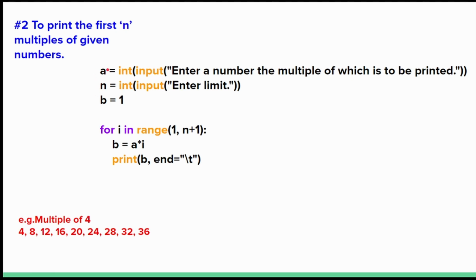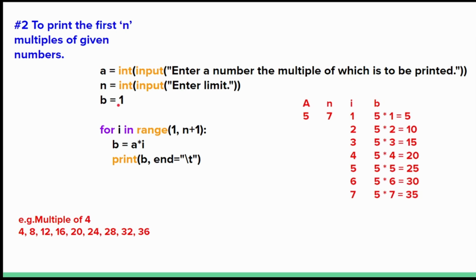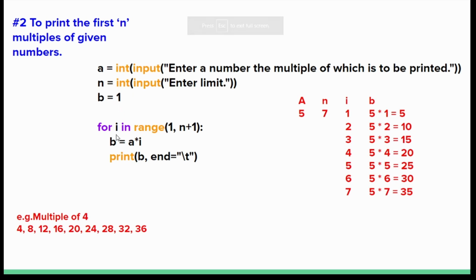In the first two statements, I'm taking input from the user. First, variable a will hold the number, the multiple of which you want to print, and variable n will hold the limit. In the next statement, variable b is declared, which will contain one value. The for loop, as you can see, is running from 1 to n plus 1, and for each value of i, it will be multiplied by a, and variable b will hold that multiplication, and each time we are printing the b value.